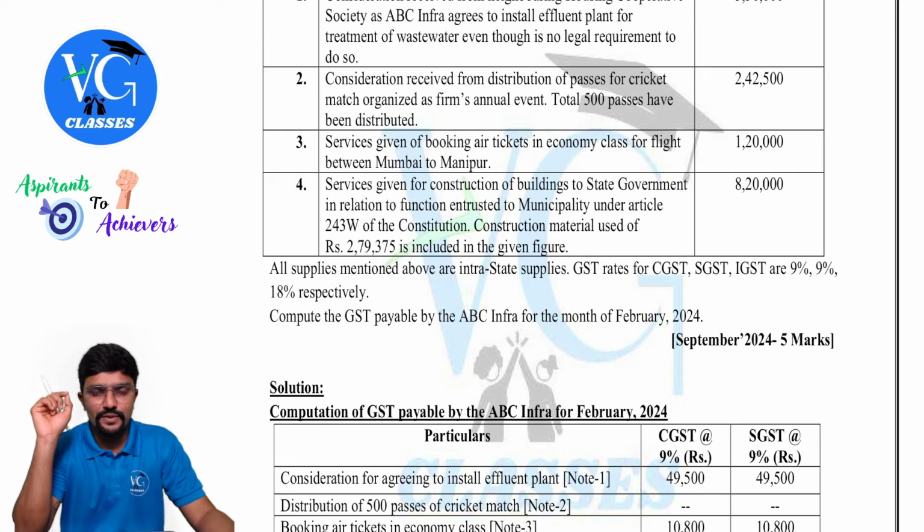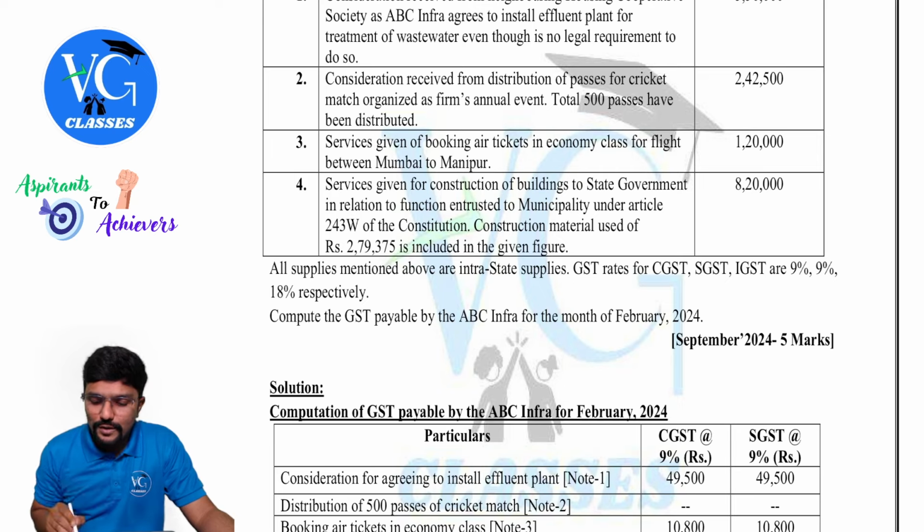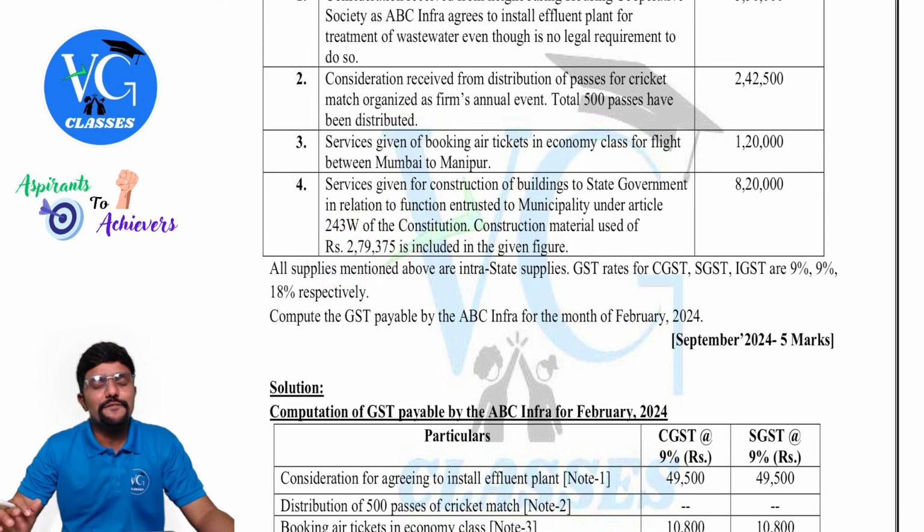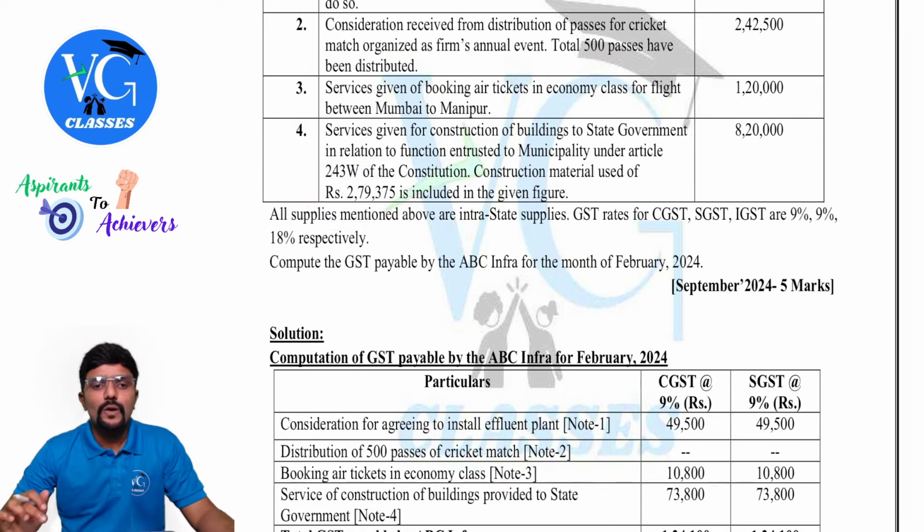Booking service, guys. Services given for construction of buildings to state governments in relation to function entrusted to municipality under Article 243W of the Constitution. Total amount charged is 8,20,000. But construction material used, that is goods element, of 2,79,375 is included in the given figure. So total amount is 8,20,000, guys, which includes both goods and services. For goods, what is the value? 2,79,375. All supplies mentioned above are intrastate supplies.